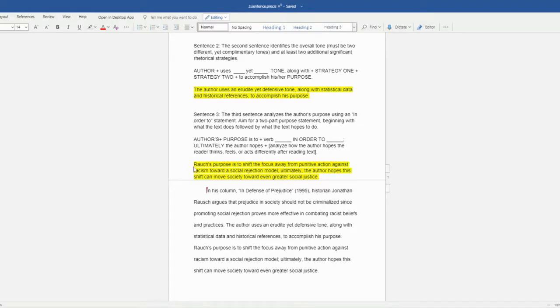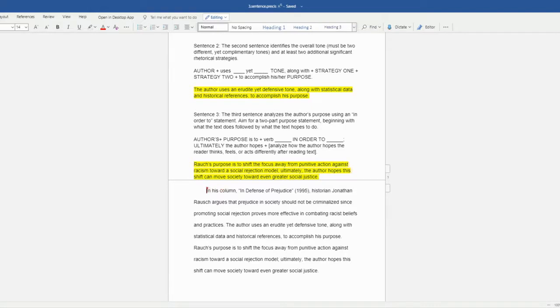So here we have an example. Roche's purpose is to shift the focus away from punitive action against racism toward a social rejection model. Ultimately, the author hopes this shift can move society toward even greater social justice. And that would be the lasting effect.